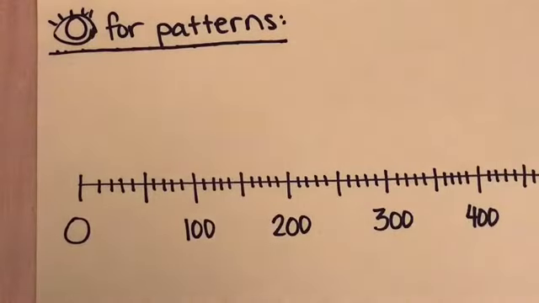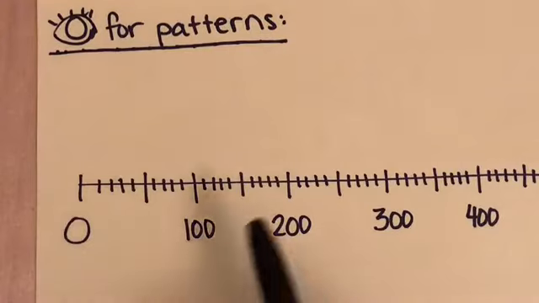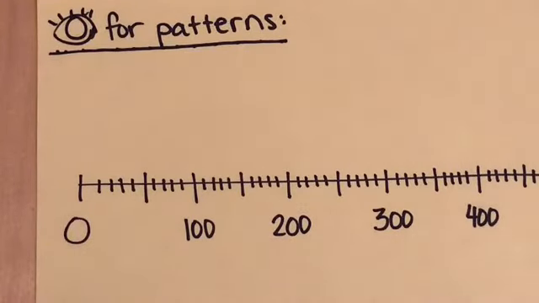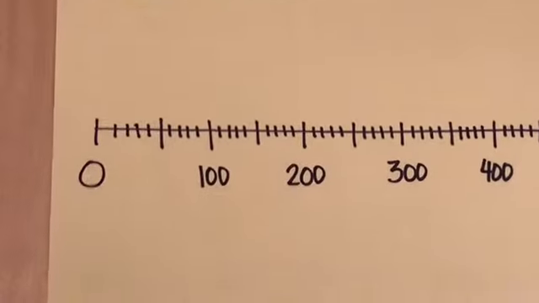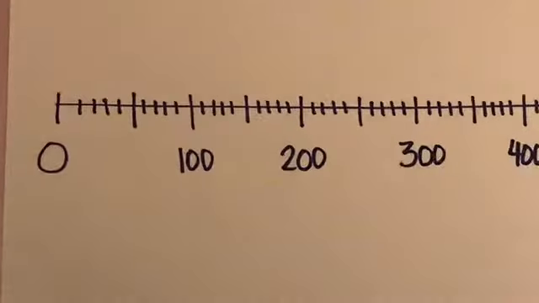Let's look for patterns again, but this time when we're counting by 100. Remember, when we're counting by hundreds, we're just going 0, 100, 200, 300, 400, 500, 600, 700, 800, 900, 1,000. What number comes in between each 100 when we're talking about the halfway point?